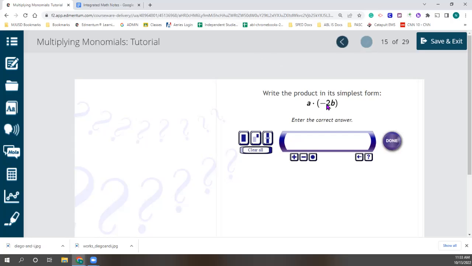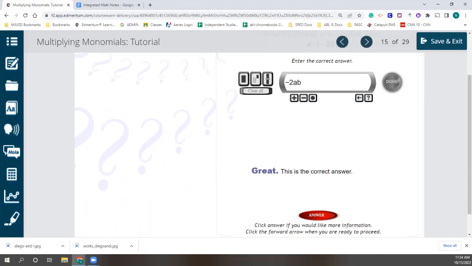Remember how I said we were going to get into something that makes it really confusing? Well, this is where the multiplication of negative numbers comes in, and I hope to clear that up soon. I believe the answer is negative 2ab. Done. Great, I got the correct answer.